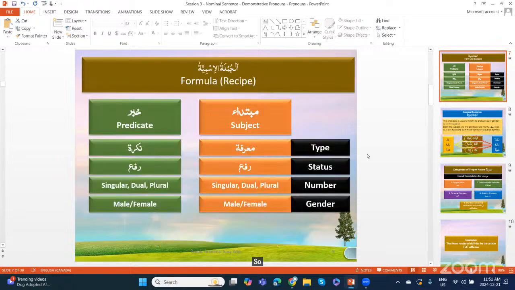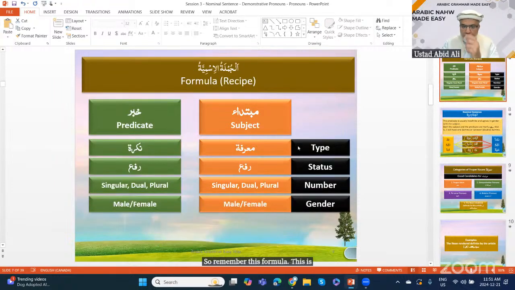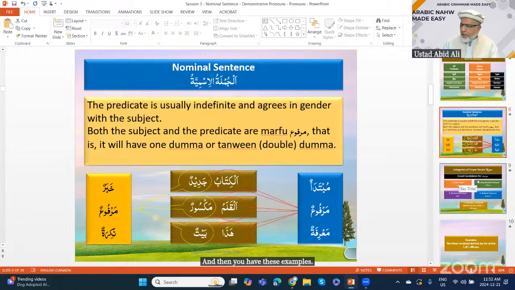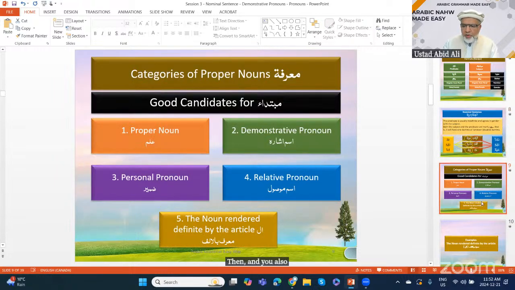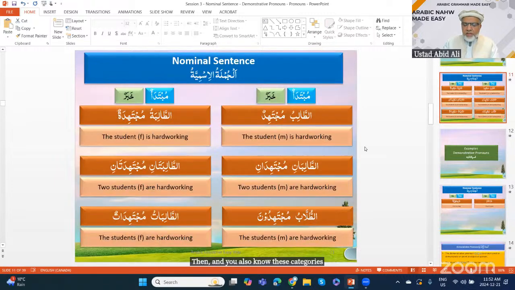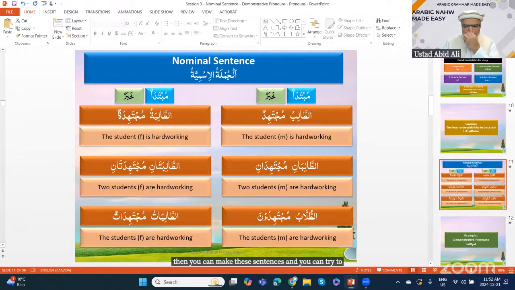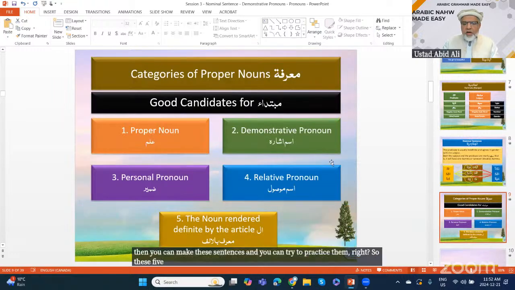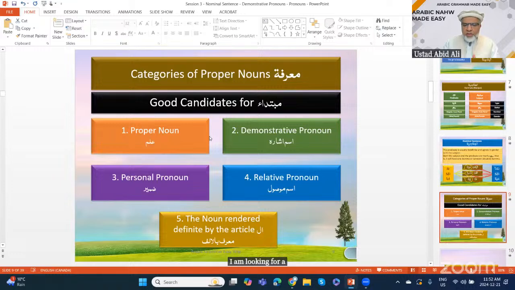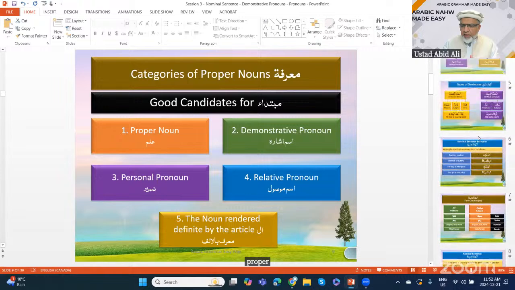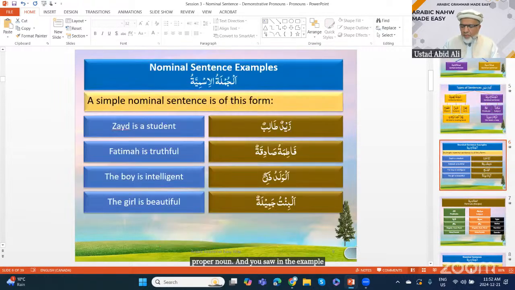Remember this formula. This is one of the cheat sheets you should be printing out. If you have this sheet sitting right next to you, and then you have these examples, and you also know these categories, then you can make these sentences and you can try to practice them, right? So these 5 categories are marifa. I am looking for a mubtada. So these are good starting points for mubtada. Proper noun, and you saw in the example here, Zaid is a proper noun, is alam.